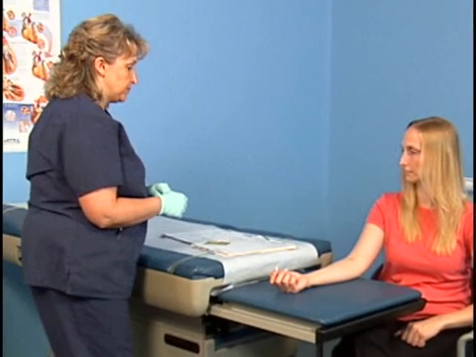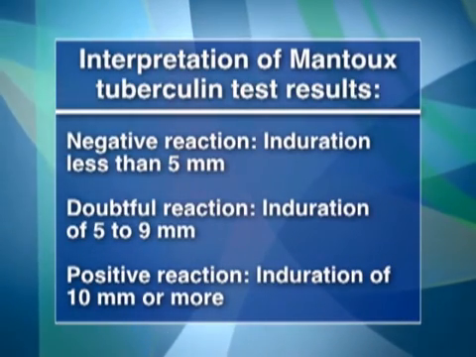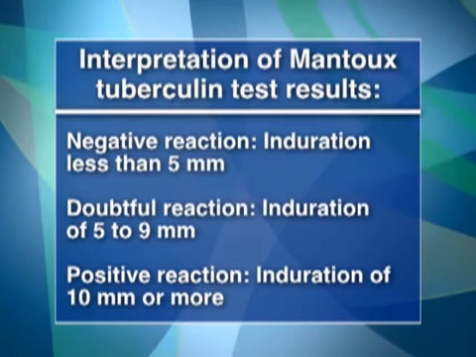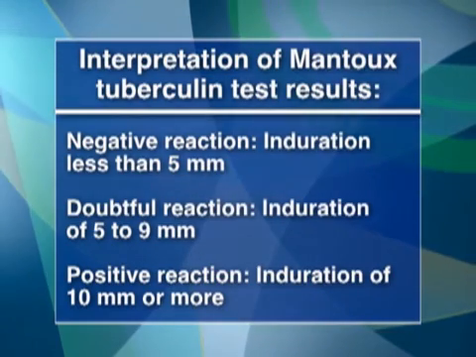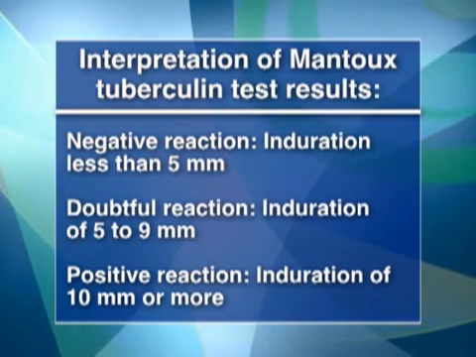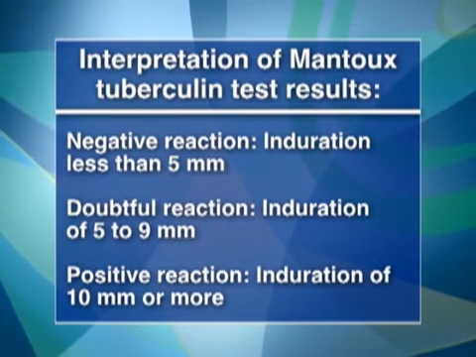Induration is the only criterion used in determining a positive reaction. If erythema or redness is present without induration, the results are interpreted as negative. The results of the MAN2 tuberculin test are interpreted as follows. A negative reaction is induration less than 5 millimeters. A doubtful reaction is induration of 5 to 9 millimeters. A positive reaction to the MAN2 test is the presence of induration of 10 millimeters or more.